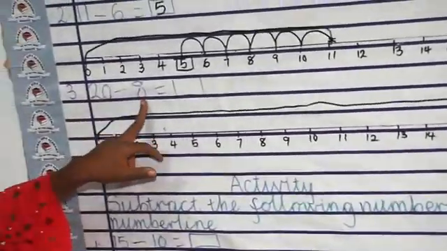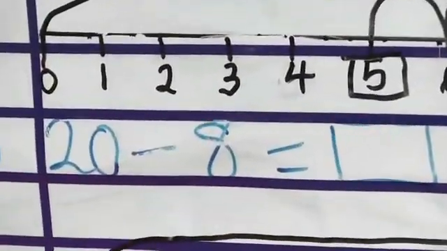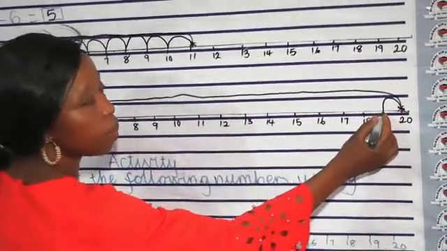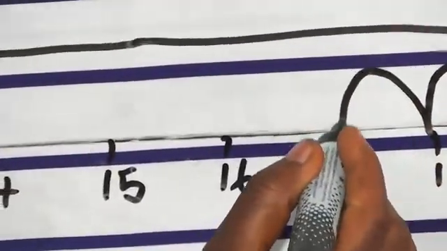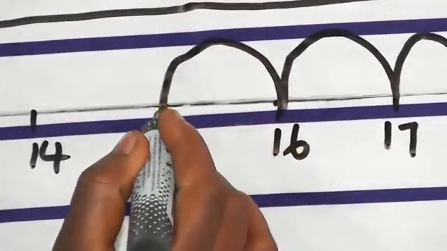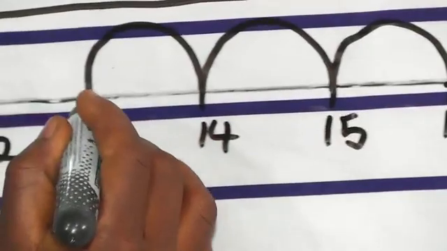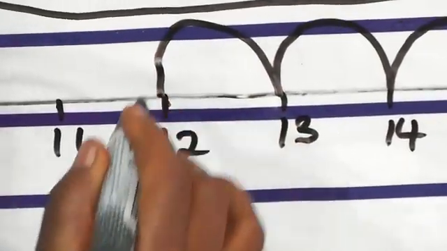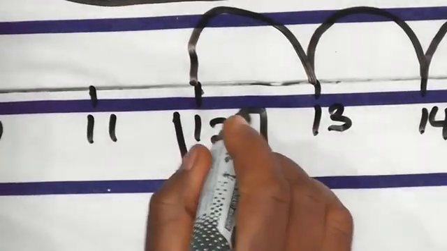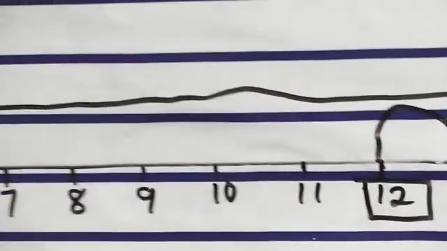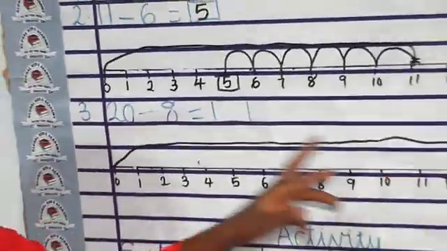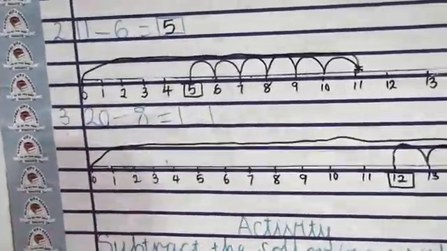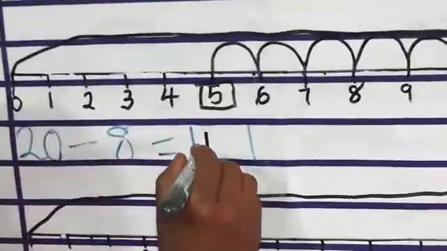Now pick the next number, which is 8, and subtract it from 20. Now you move it backwards, like this. 1, make sure it's touching a number. 2, 3, 4, 5, 6, 7, and then 8. Our answer is 12. Put it in a box, remember? Okay? Now, 20 minus 8 will give us what? 12. Pick your number and write it in this box.